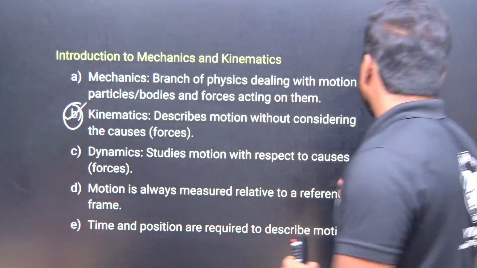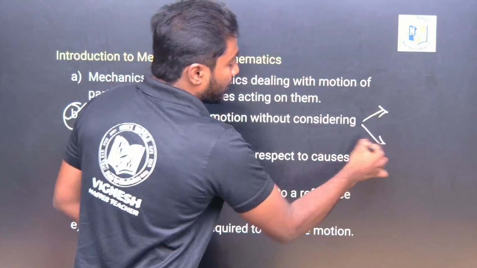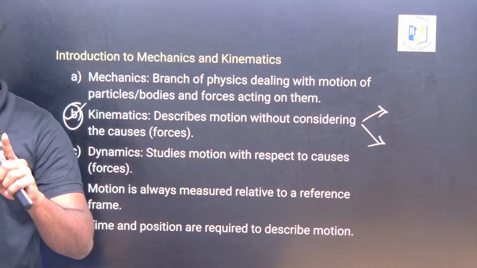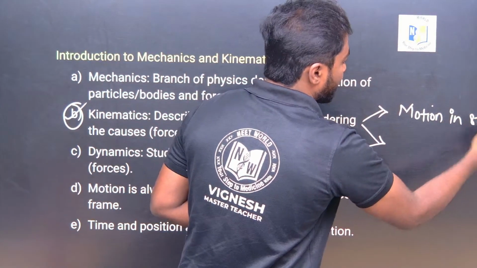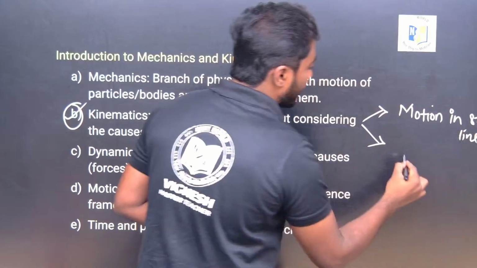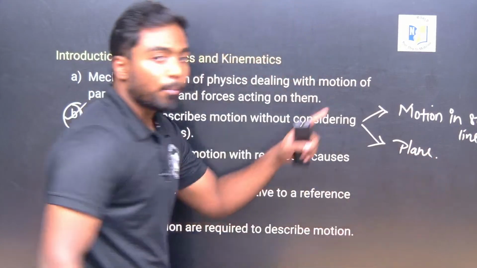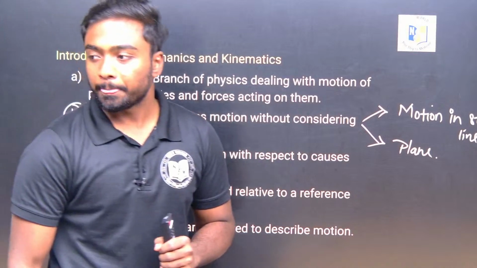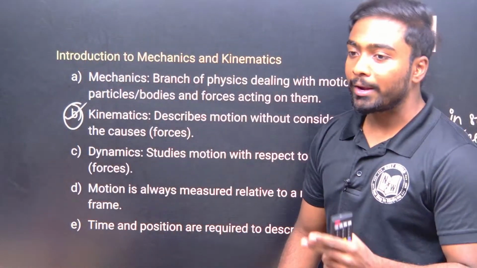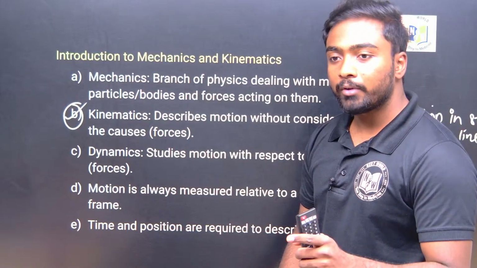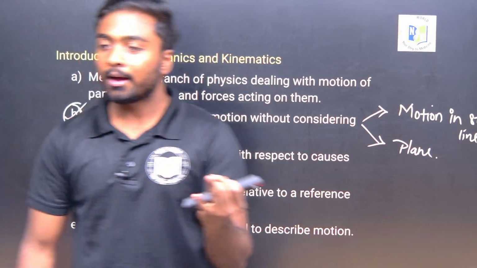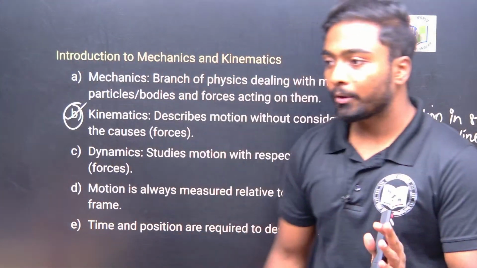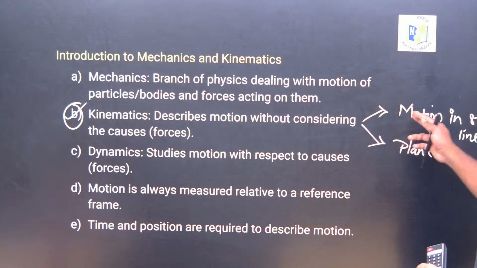So in kinematics, we divide that into two parts. One is motion in a straight line and one is motion in a plane. When we talk about a straight line, it is a one dimensional thing. It can be the x axis, y axis or z axis, anything. But when we talk about a plane, it has two axes: x y, or y z, or z x. That is the main thing of straight line and plane.